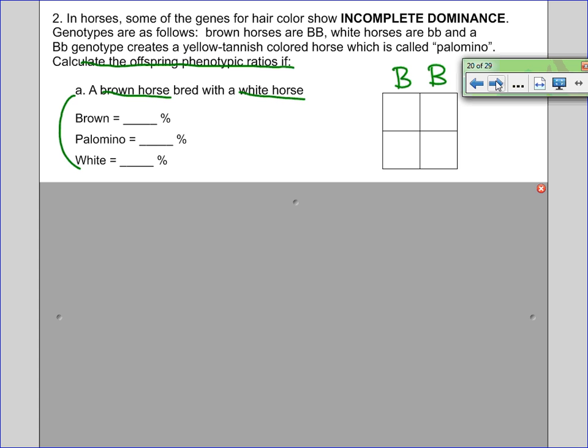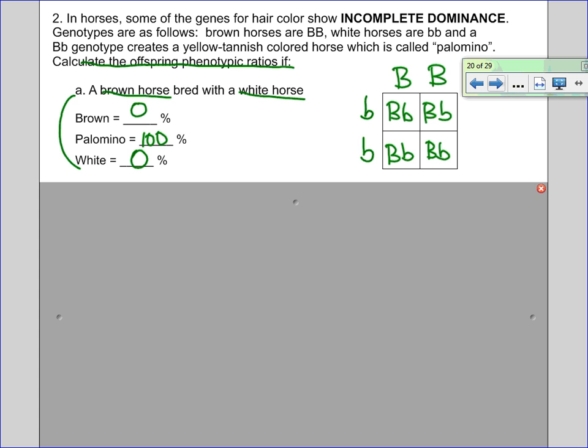So if you put that in the Punnett square, what we'll see is that 100% of the horses that we get are heterozygous. So if we made a brown horse with a white horse, what we'll see is that none of the kids will be brown, and none of the kids will be white. In fact, 100% of the horses will actually be palomino.